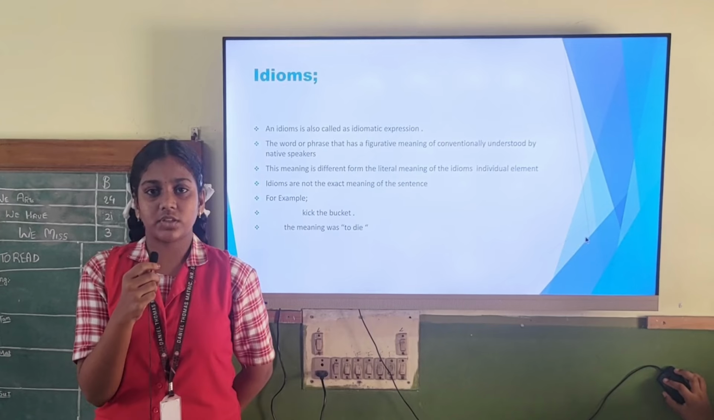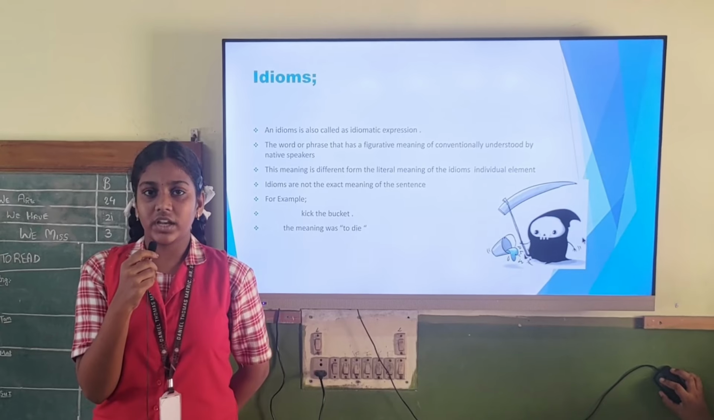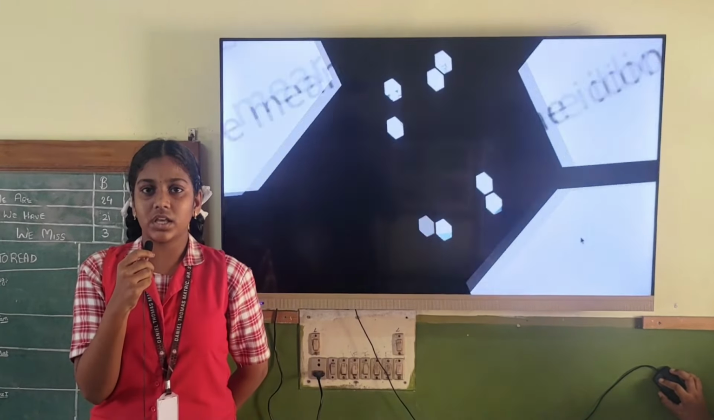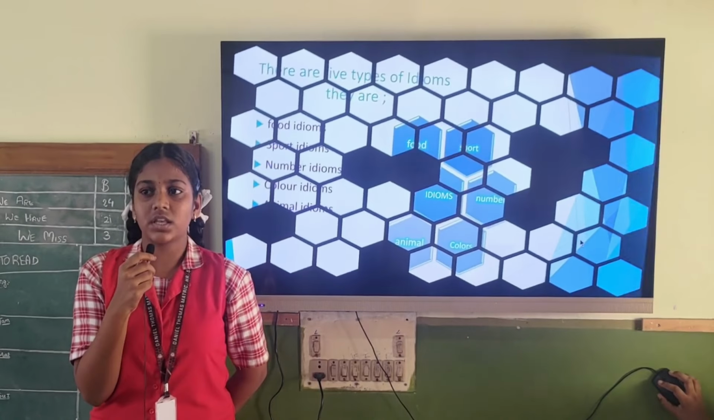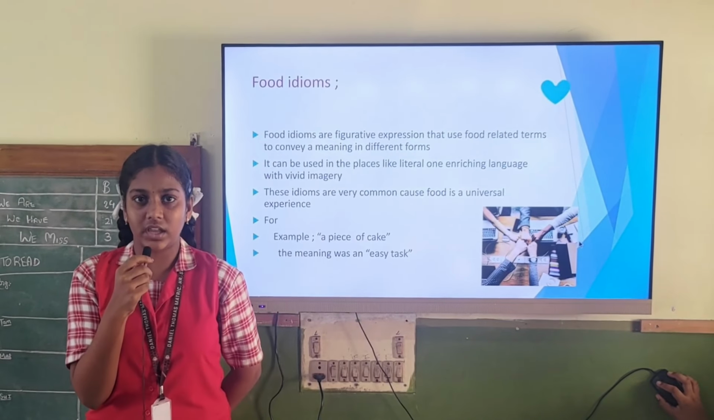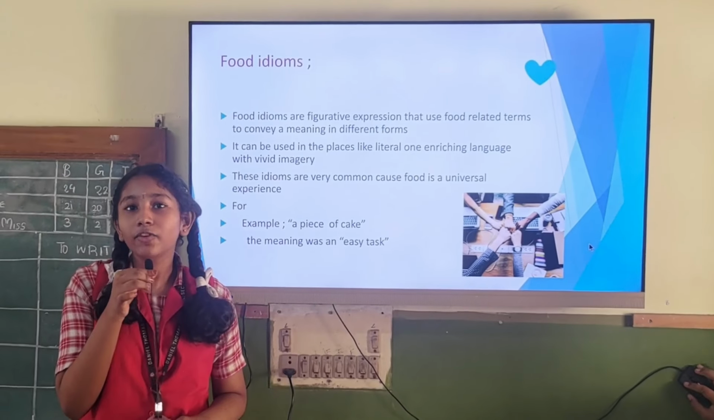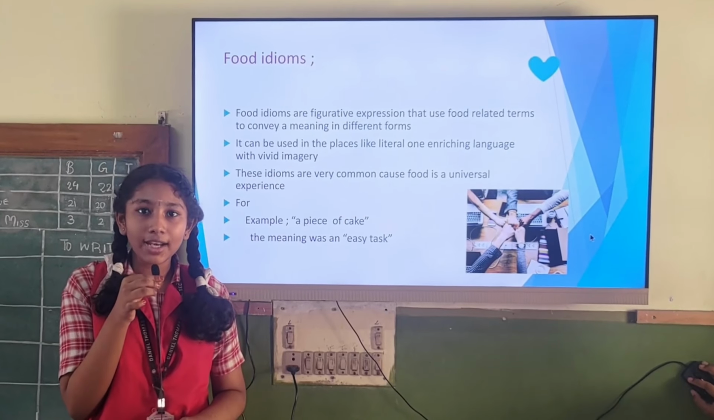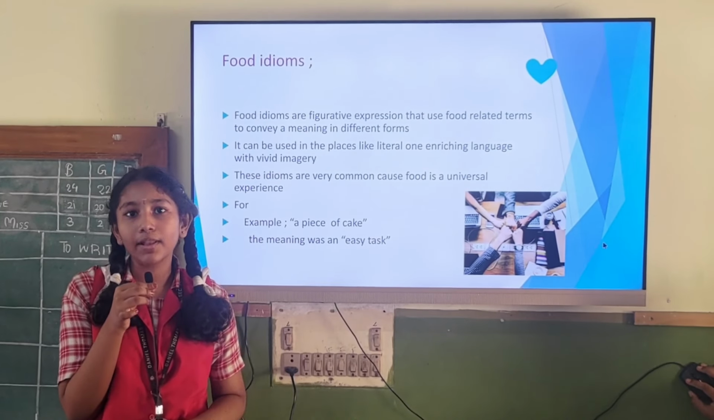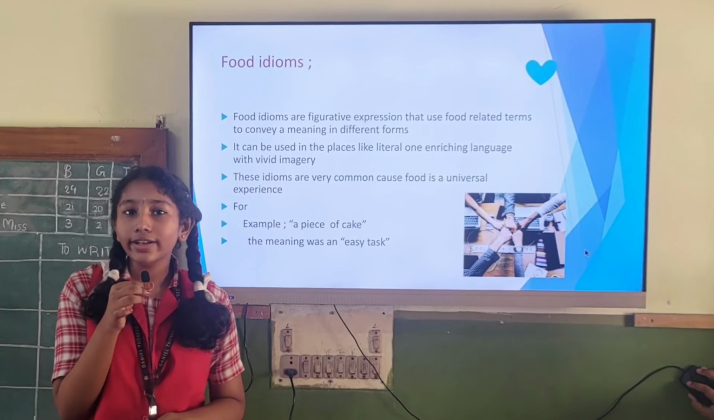There are five main types of idioms. They are food idioms, sport idioms, number idioms, color idioms, and animal idioms. Now here our friend will explain about the five idioms. Food idioms are common English expressions that use food-related terms to describe a situation or a person. For example, a piece of cake. It means a very easy task.